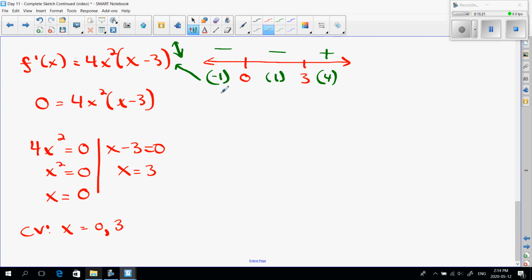So here's what I can write. I can say it's decreasing on the intervals that have negative signs above them, so from negative infinity to 0, and from 0 to 3. So I'm just using interval notation. That represents not an x and a y, these are two x values.